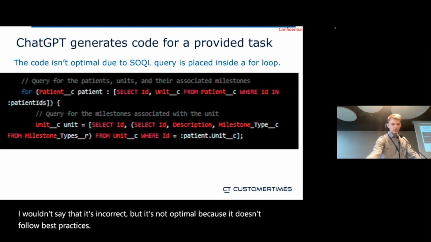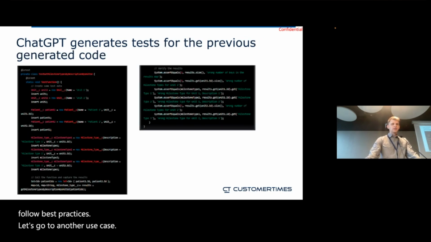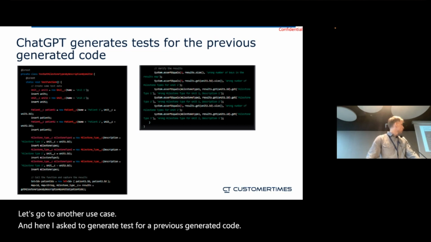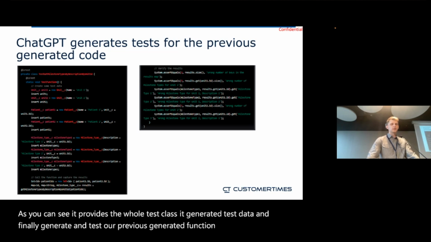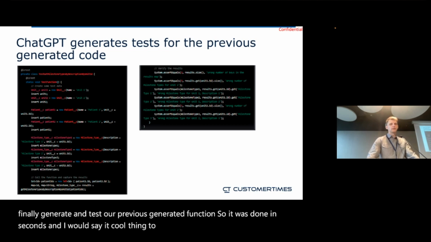Let's go to another use case. Here I asked ChatGPT to generate tests for the previously generated code. As you can see, it provides the whole test class. It generated test data and finally generated a test for our previously generated function. It was done in seconds, and I would say it's a cool thing for creating a sample, but you need to detail some things if needed.